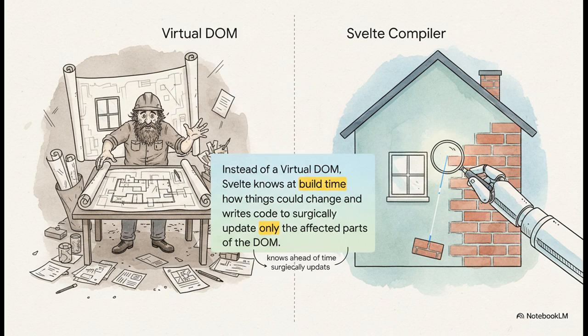Now, this compiler approach unlocks another huge performance win. Svelte doesn't need a virtual DOM. Frameworks like React use a virtual DOM to try and figure out what changed at runtime, which is a clever solution, but it adds memory and processing overhead. Svelte just skips all that. Because it's a compiler, it can see at build time how your app might change, and it writes the perfect surgical code to update the real DOM from the very start. There's no guesswork, no wasted cycles.